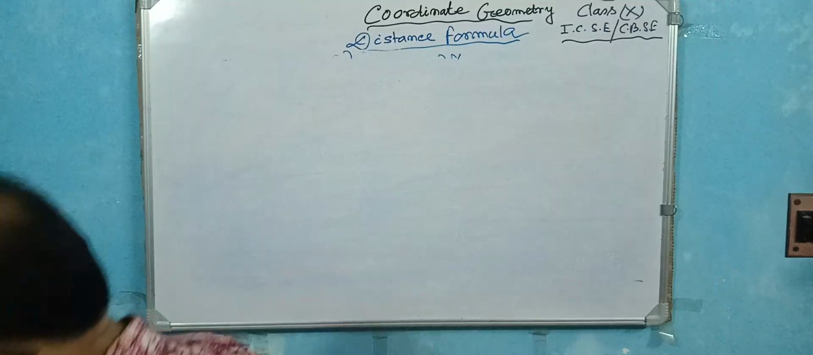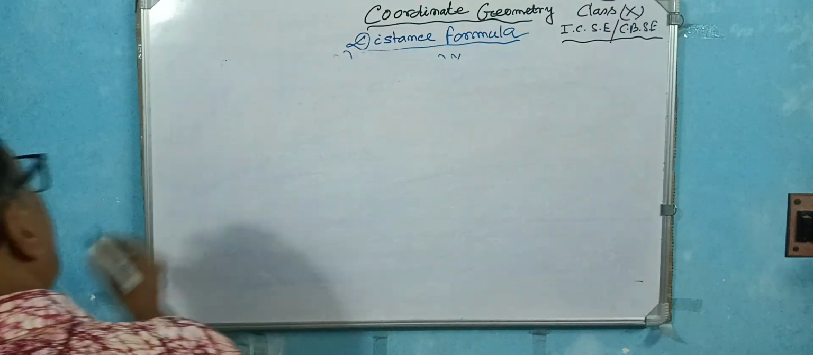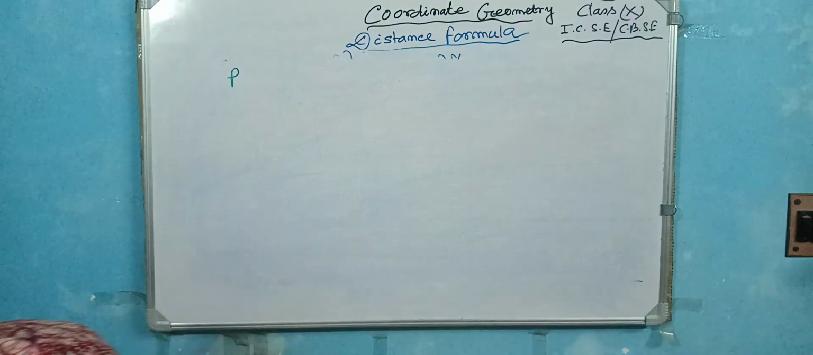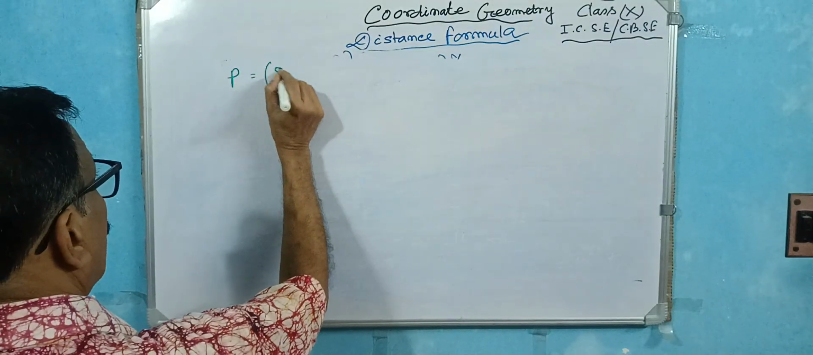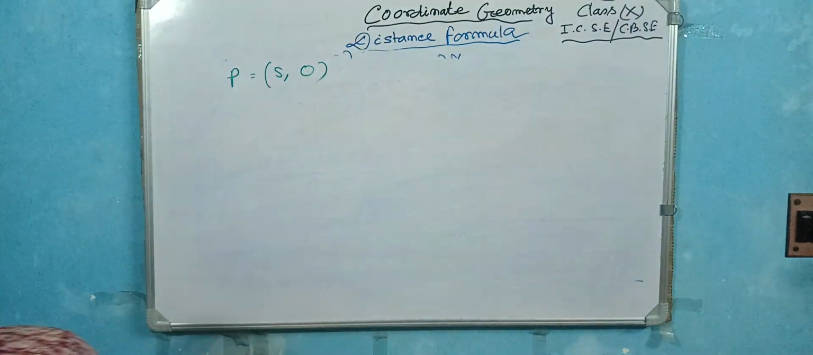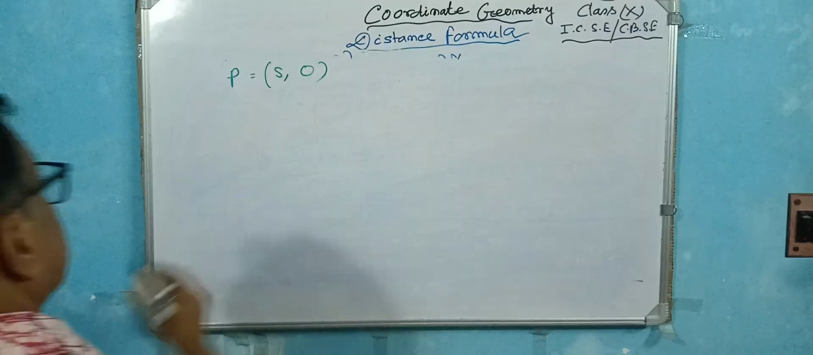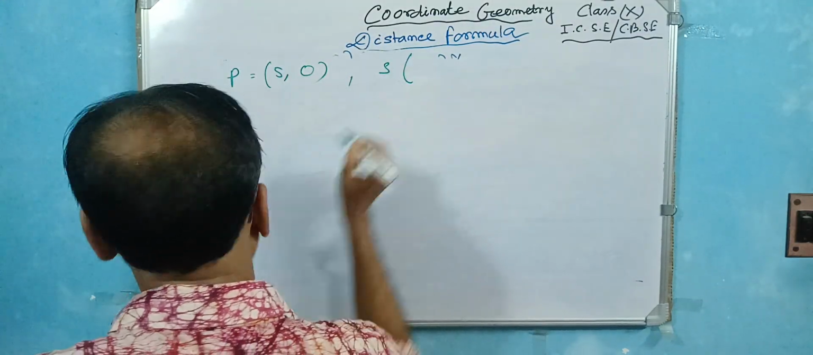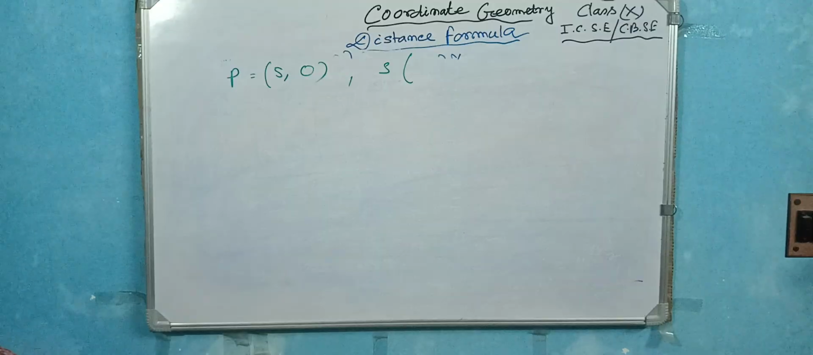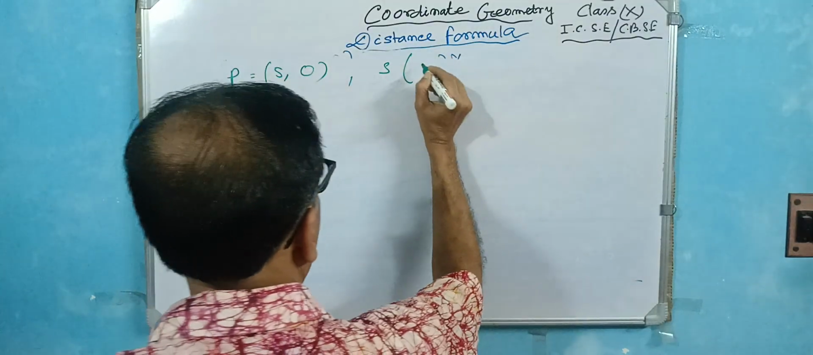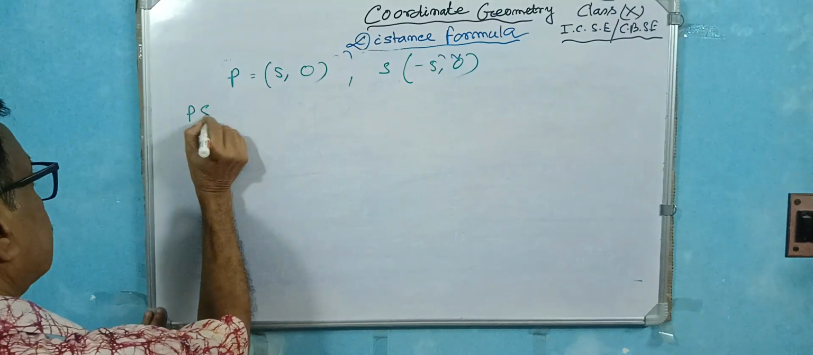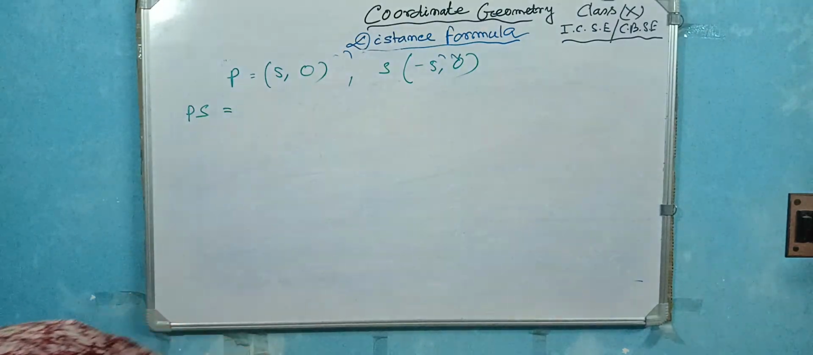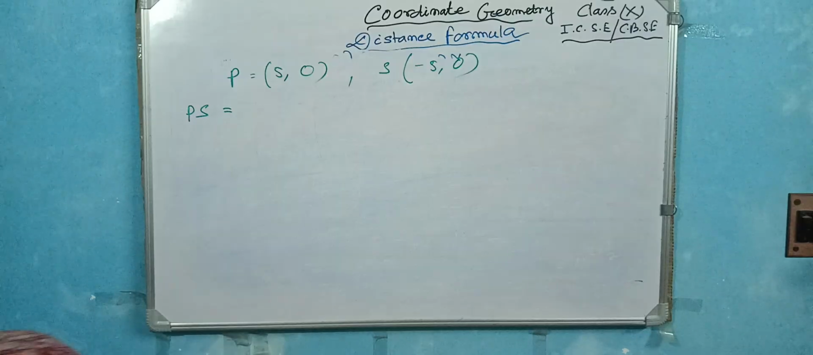Suppose 2 points, one is P, P is (5, 0), and the other is S, S is (-5, 0). So what is the distance of PS? What is the distance of PS?